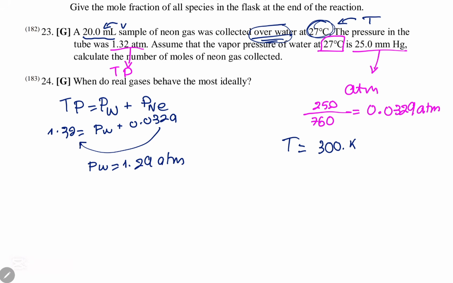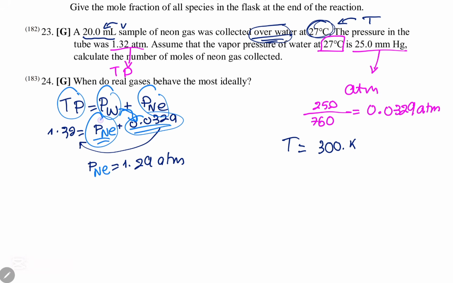They want us to find... excuse me, my bad. The pressure of neon is what we didn't find. This is the pressure of water. My bad, this is the pressure of neon. So the total pressure is pressure of water plus pressure of neon. The pressure of water we found to be 0.0329.